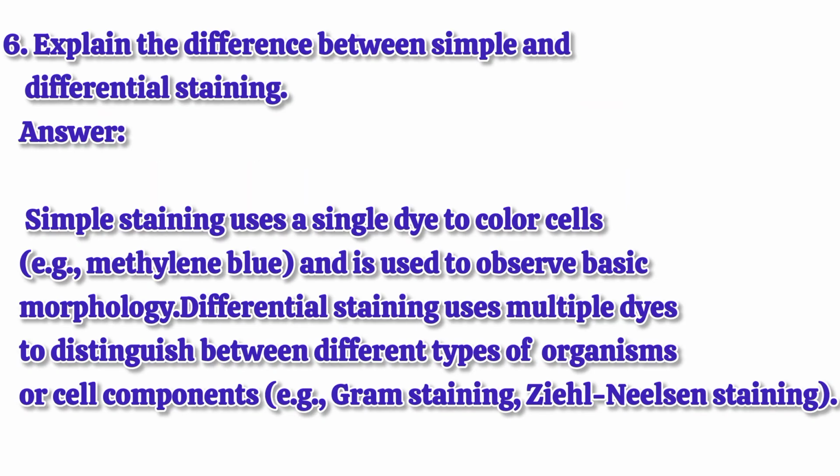6. Explain the difference between simple and differential staining. Answer. Simple staining uses a single dye to color cells, e.g., methylene blue, and is used to observe basic morphology. Differential staining uses multiple dyes to distinguish between different types of organisms or cell components, e.g., Gram staining, Ziehl-Neelsen staining.